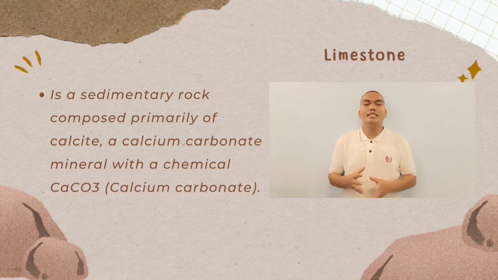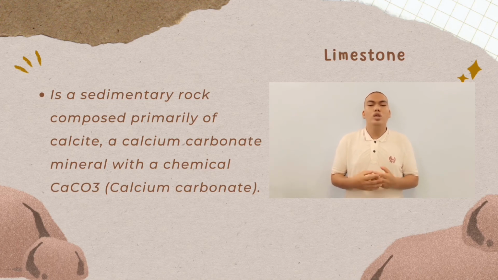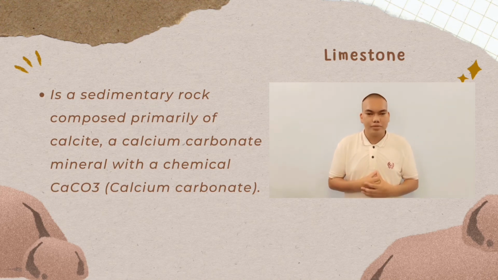Limestone is a sedimentary rock composed primarily of calcite and calcium carbonate minerals with the chemical formula calcium carbonate. Chemical sedimentary processes of limestone, such as calcium carbonate precipitation from lake or ocean water, can also cause it to form carbonates of calcium and magnesium. For instance, we call this dolomite.